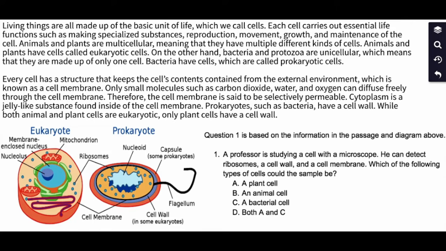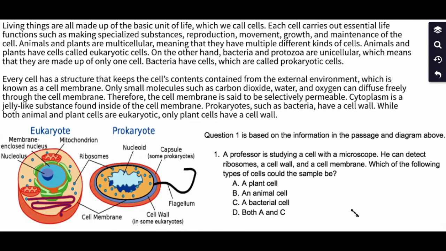So in case you're on a device with a small screen, this diagram right here says eukaryote, and this says mitochondrion, ribosomes, cell membrane, membrane enclosed nucleus, nucleolus. This says prokaryote, this says nucleoid, this says capsule, some prokaryotes, this says flagellum, and this says cell wall, and in parentheses it says in some eukaryotes. So question 1 is based on the information in the passage above, which I just read, and the diagram, which is over here.